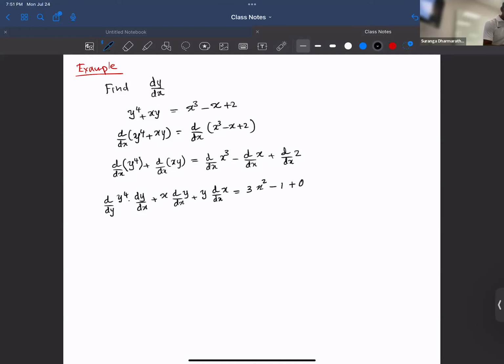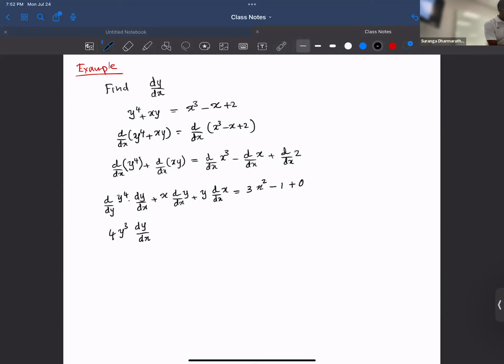So the first term on the left hand side, right? You have 4 times y cubed. Now you can differentiate, see that? And then you have dy over dx. You're going to keep it like that because we're not going to do anything for that.